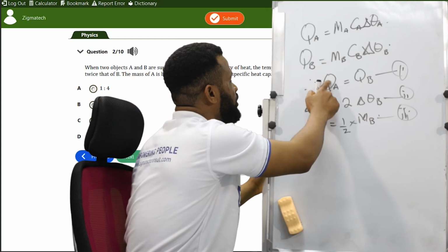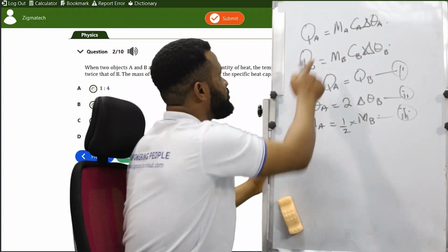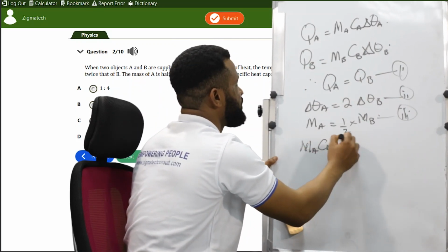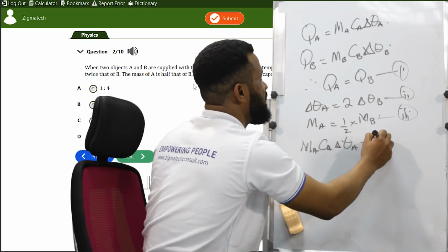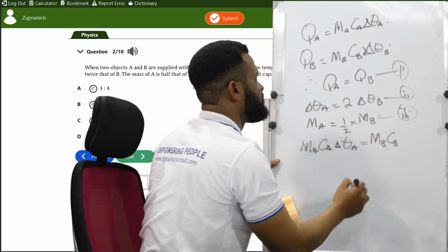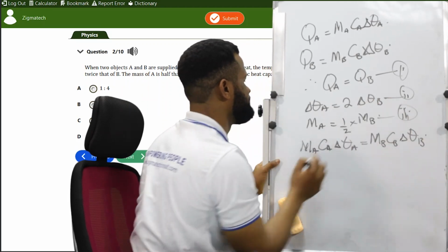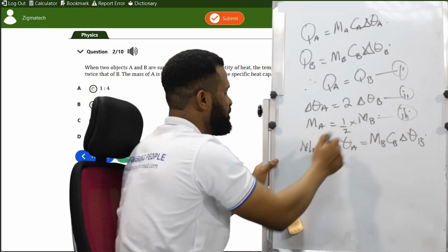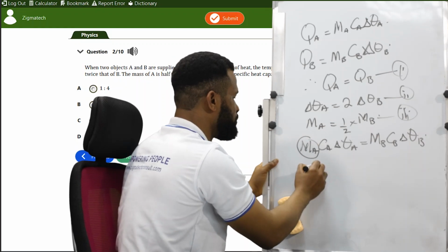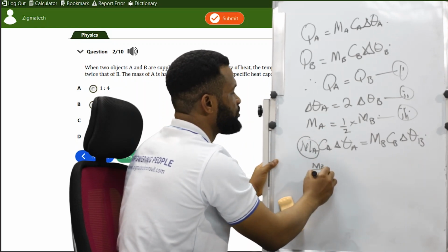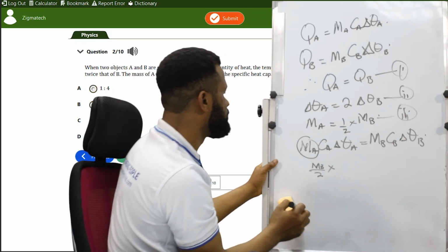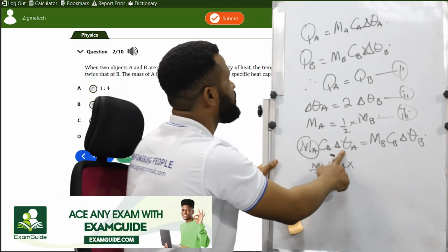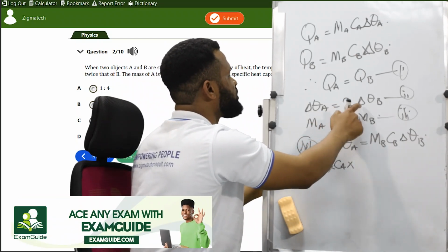We are going to have that quantity of heat for A is equal to quantity of heat for B. So quantity of heat for A is given as this. So I'm going to say MA CA, change in temperature for A, which is equal to mass of B, specific capacity of body B, and change in temperature of body B. Now look at this question. They said that the mass of A is half of that of B. So instead of writing mass of A, I'm going to remove it. I will put mass of B over 2 times specific heat capacity of A times change in temperature of A, and change in temperature of A is given as 2 times change in temperature of B.